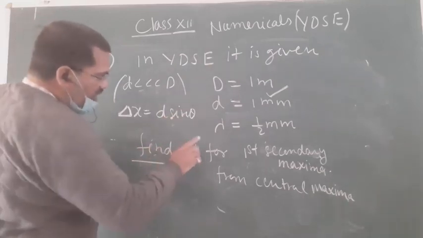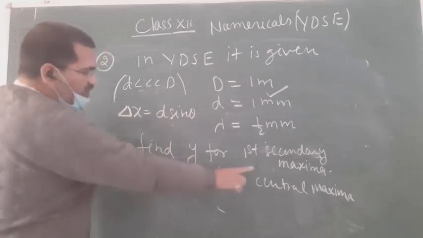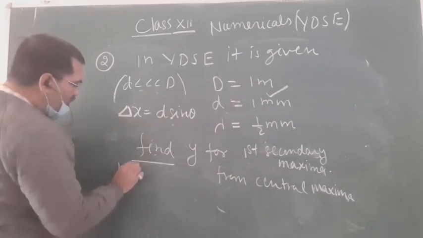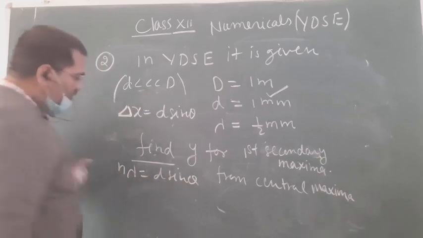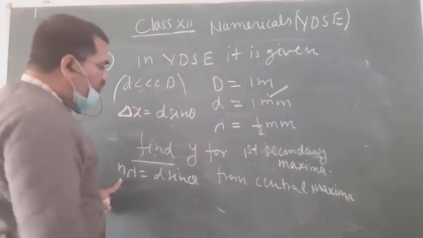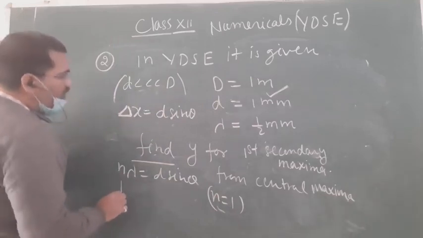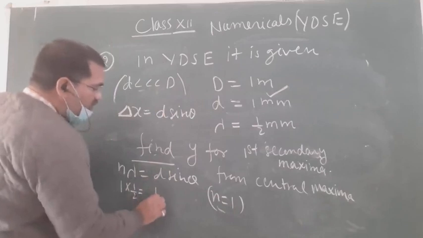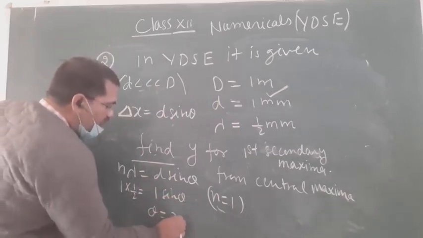So first we will get sin theta here. Delta x equal to n lambda for secondary maxima. So for first secondary maxima, delta x equal to n lambda equal to d sin theta. For first secondary maxima, you should put n equal to 1. So n equal to 1, lambda is given half, d is given 1, sin theta equals half, means theta equal to 30 degree.